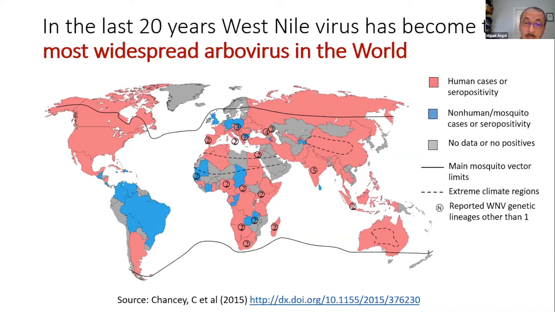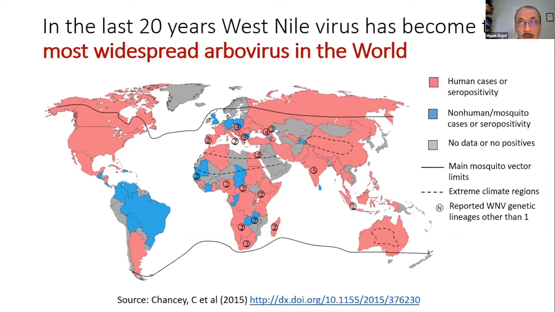Also, this map reminds you that there are several genetic lineages of this infectious agent, West Nile virus, at least five different, probably more. But the main lineages that cause the highest number of outbreaks are lineage 1 and lineage 2.